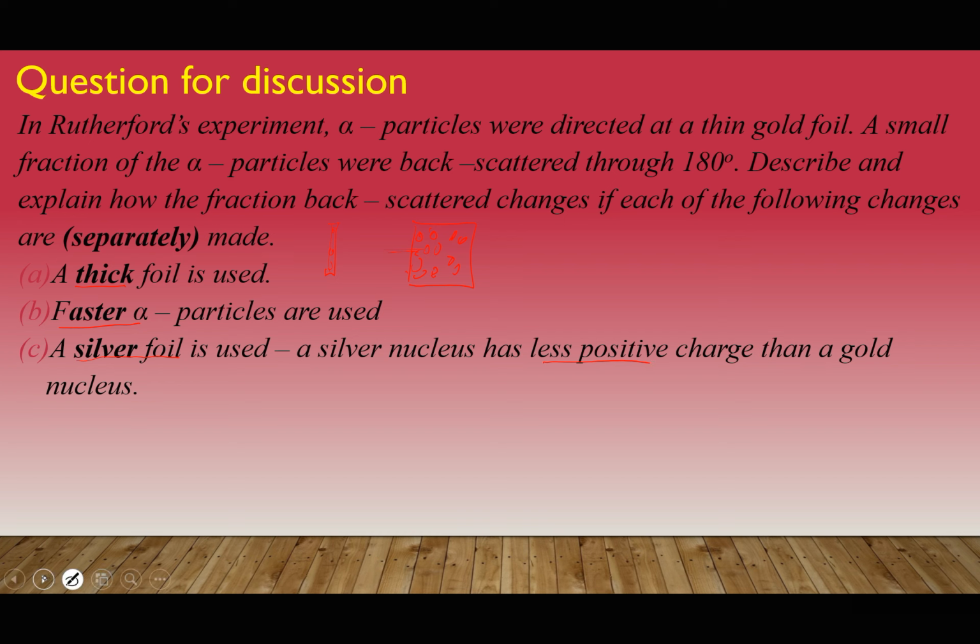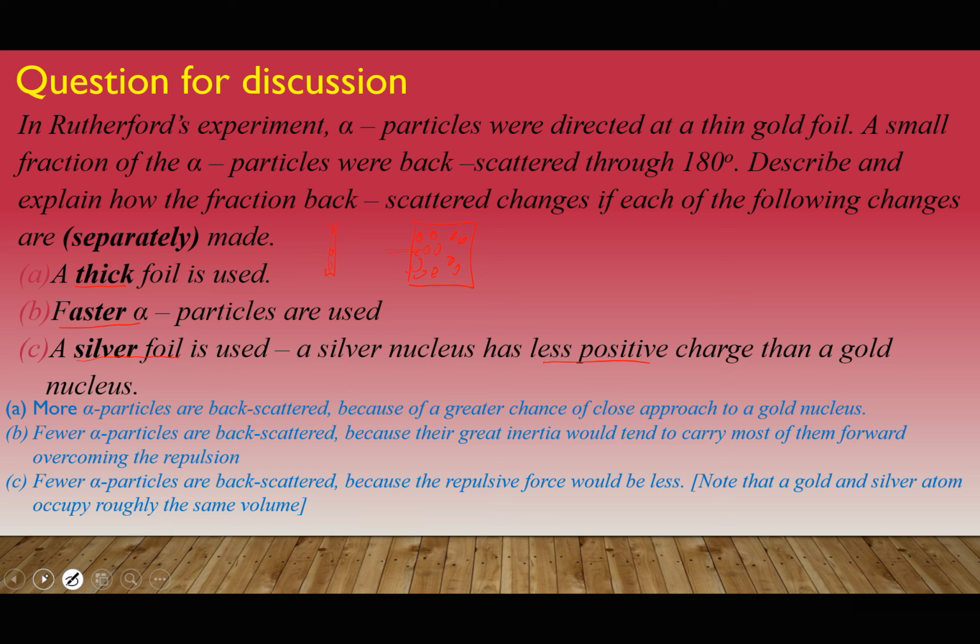So that question summarizes the alpha particle scattering experiment. More alpha particles are backscattered because of a greater chance of close approach to a gold nucleus, that is, if we use a thick foil of gold. If you use fast alpha particles, fewer alpha particles are going to be backscattered, because their great inertia would tend to carry most of them forward, overcoming the repulsion. Then if we use silver, which has less positive charge, we expect that fewer alpha particles are going to be backscattered, because the repulsive force would be less.